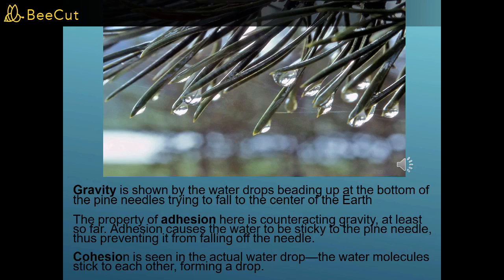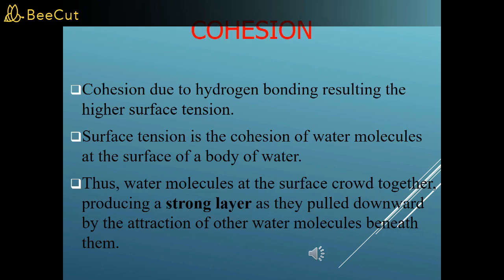Okay, speaking about cohesion. Cohesion is when water molecules stick to other water molecules due to hydrogen bonds, resulting in higher surface tension. We call this surface tension, which is the cohesion of water molecules at the surface of a body of water. Thus, it will produce a strong layer as they are pulled downward by the attraction of other water molecules beneath them. Okay, so look at the next example of cohesion.